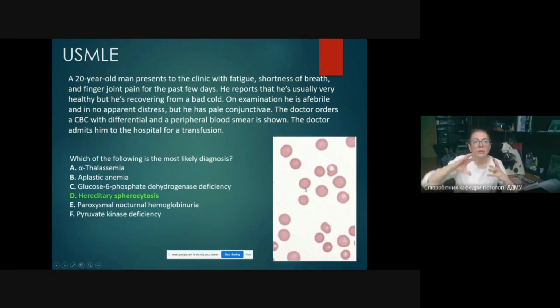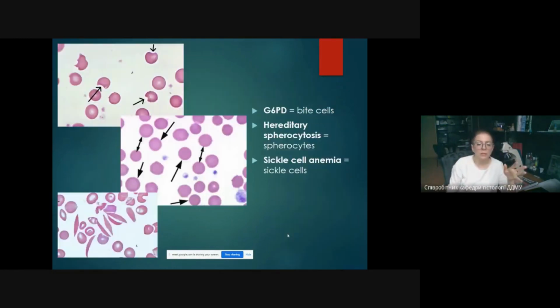Spherocytes because they have spherical shape, and the thickness is equal in all the dimensions. So there is no light center. So if you look at the diagram, if you do not see light centers, you suspect spherocytosis. And also there are some examples of another pathological conditions which could be distinguished only by the shape of erythrocyte. And it's very helpful for you.